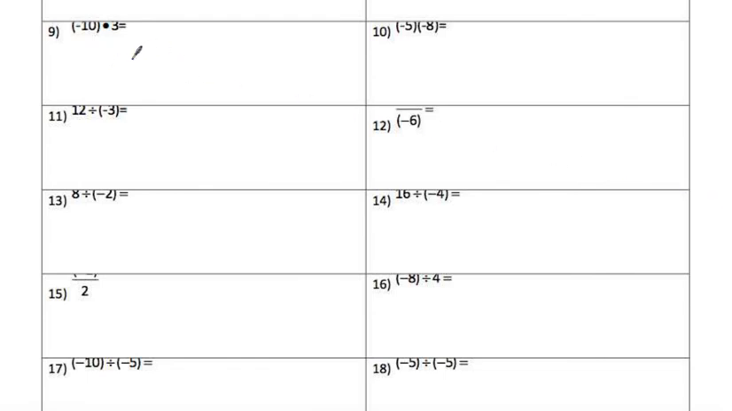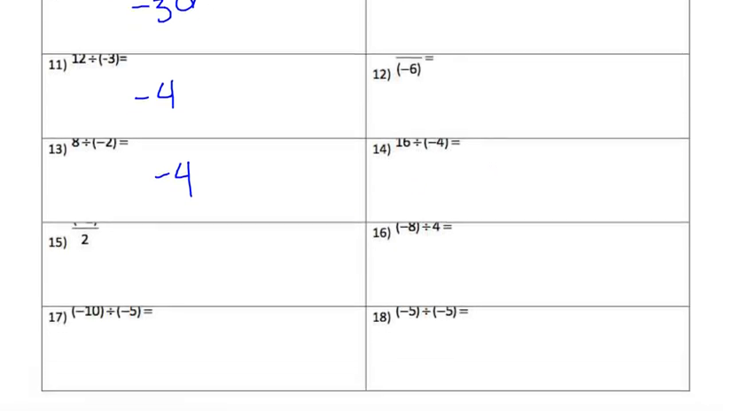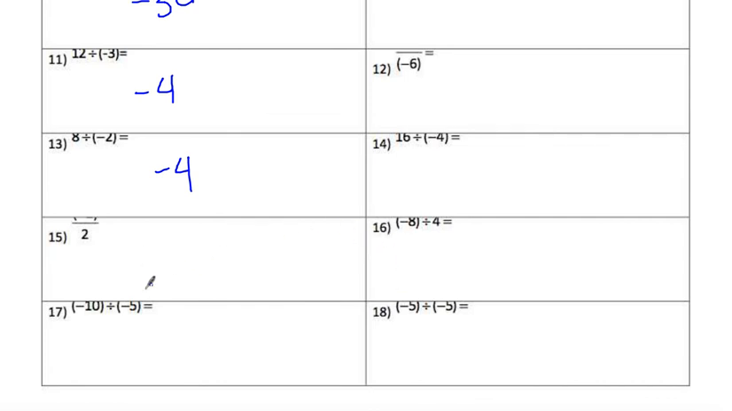So for number 9, that should be negative 30. 11 would be negative 4. 13 would be negative 4 as well. I don't know what the problem here is for 15. I can't see mine. It's a division problem. I can't tell if it's positive or negative, so I need you to do that one on your own, and you can check it on the key online. And then negative 10 divided by negative 5 would be a positive 2.